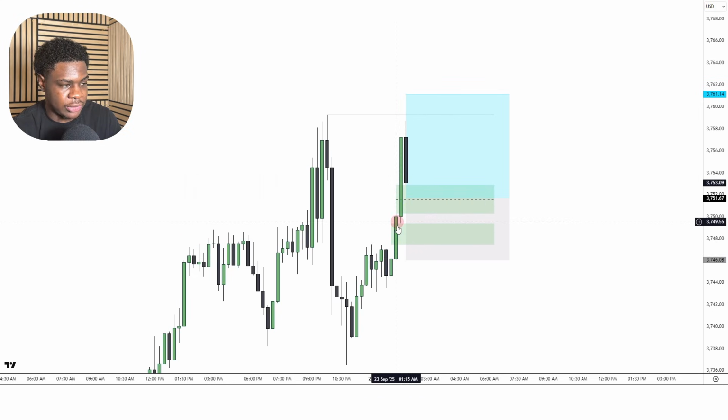So a fair value gap is a 3 candlestick formation. This first candle, second candle, and third candle right here.